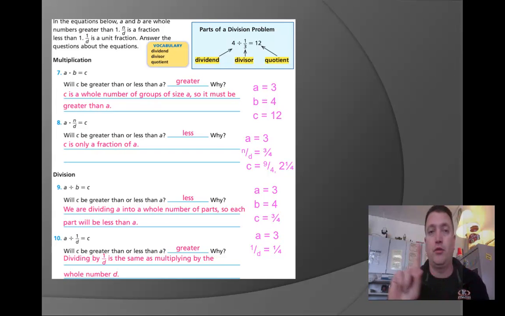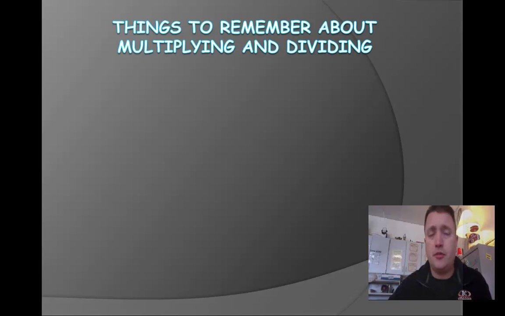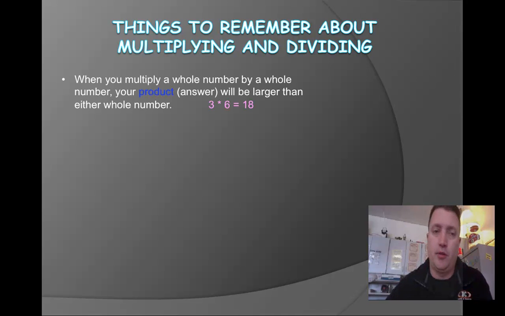So 3 over 1 times 4 over 1 would be 12 over 1, and that would give me 12, okay? Now, here's some things to remember about multiplying and dividing. First and foremost, when you multiply a whole number by a whole number, your product, which is the answer in a multiplication problem, is going to be larger than either whole number. Well, what does that mean? Well, 3 times 6 is 18. My answer is bigger than either of these two numbers that I multiplied. That's what that means. Okay?